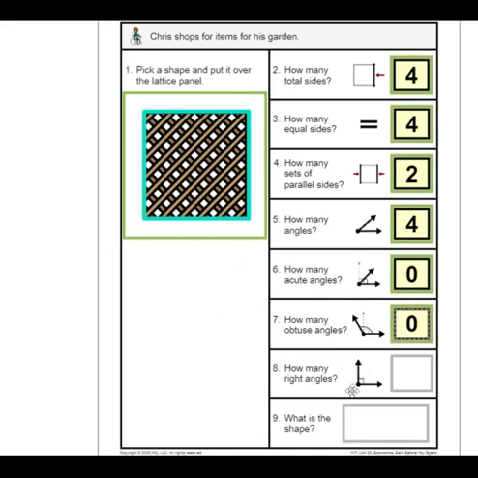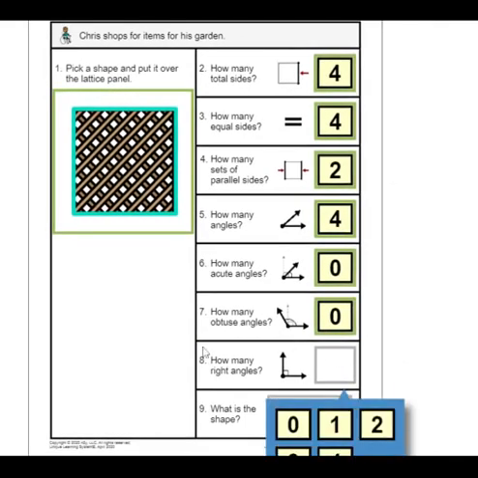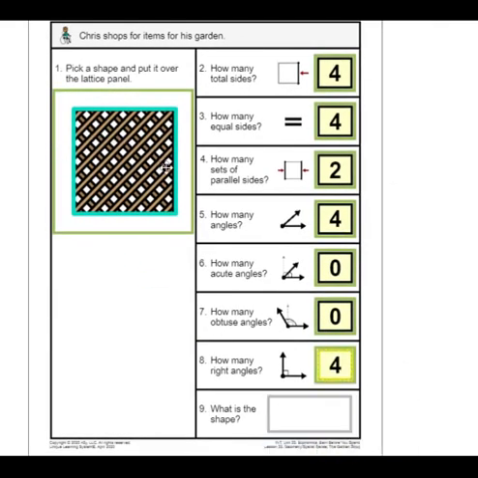0. And how many right angles, 90-degree angles? There's 4. 1 there, 2, 3, and 4. Those are all right angles. 4. And it says, what is the shape? And we said it's a square. Square.